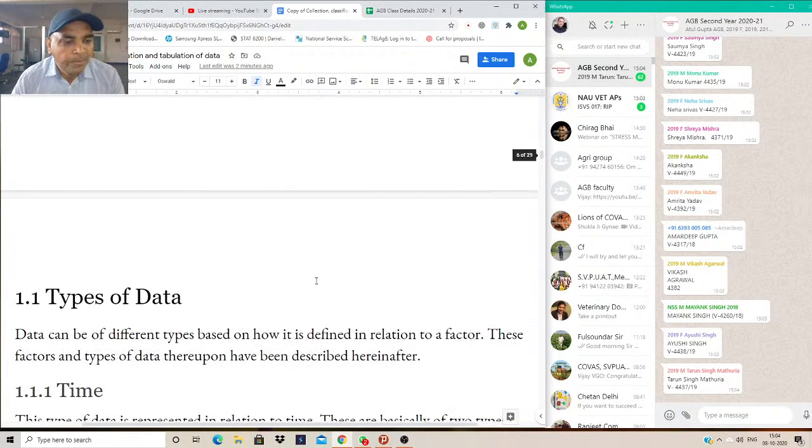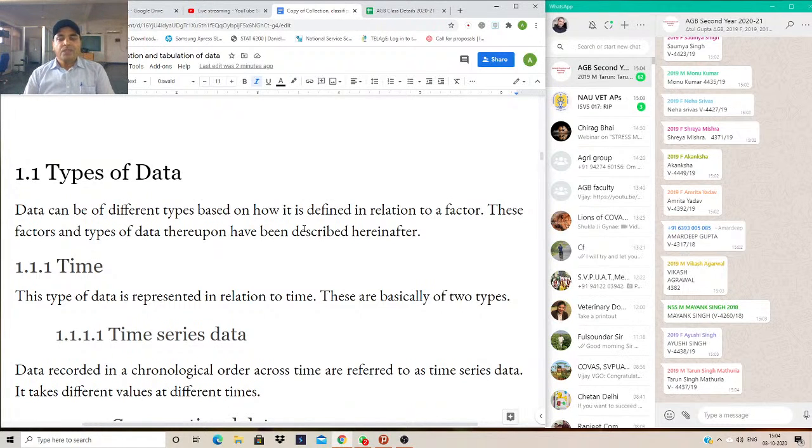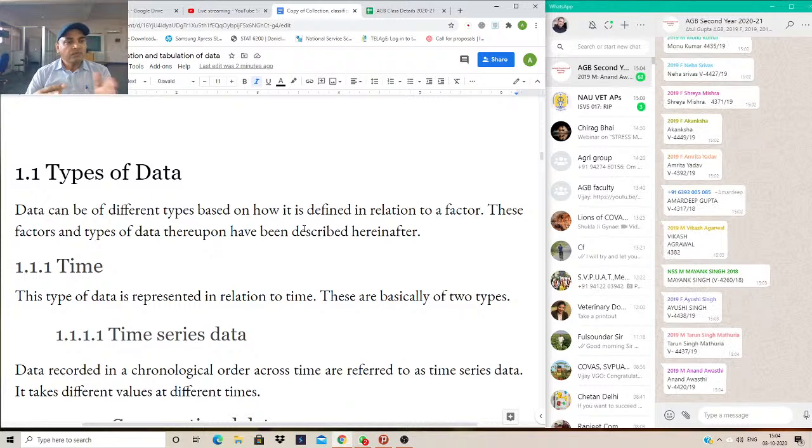Now I will take up the types of data, and this is very important and you should concentrate on it, because you will encounter types of data many times during this course of biostatistics, and it will make your foundation for deciding which type of statistics you should apply. Data can be of different types based on how it is defined in relation to a factor. These factors vary, and accordingly the types of data vary.